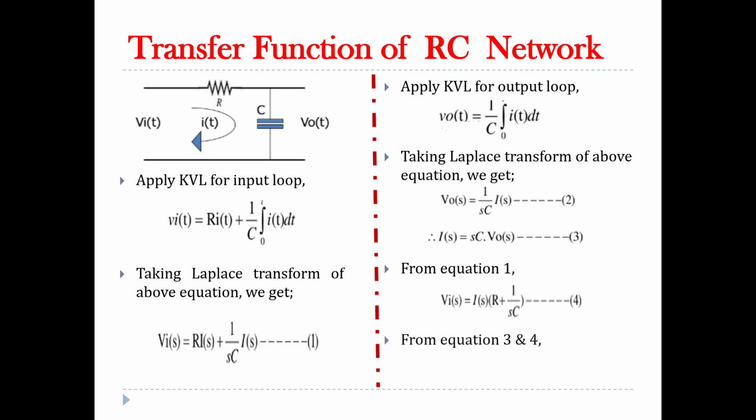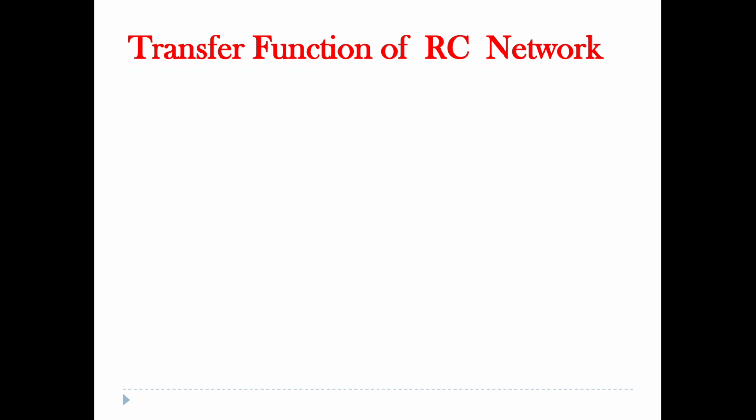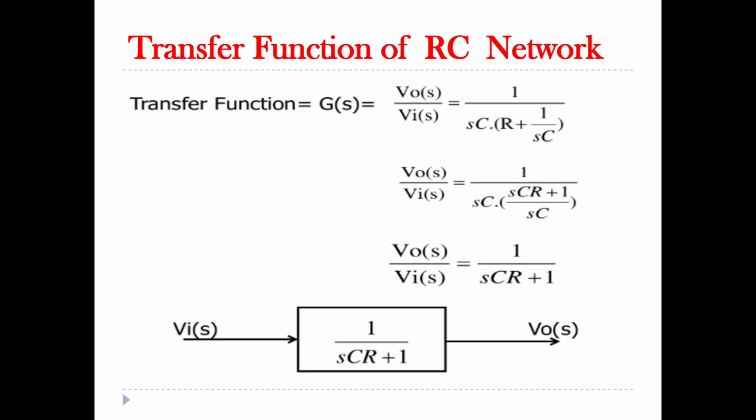After substituting the value from equations 3 and 4, we get Vi(s) = V0(s) sC (R + 1/sC). After solving this equation, we get V0(s)/Vi(s), which is nothing but the transfer function of the RC network, as 1/(sCR + 1).